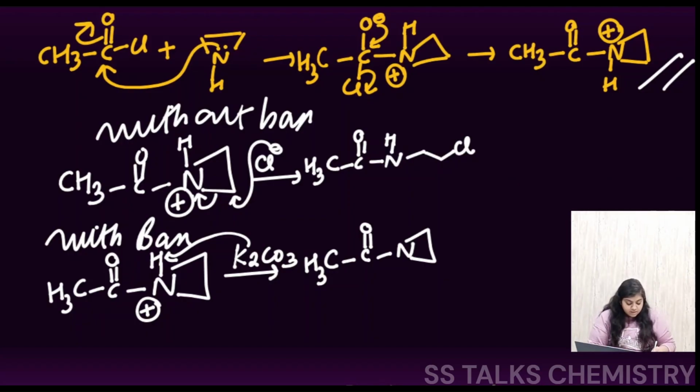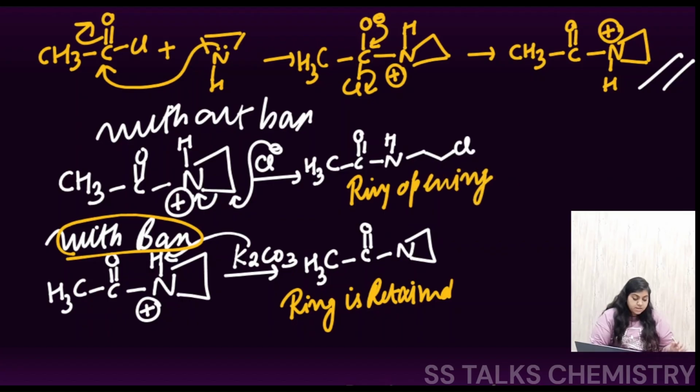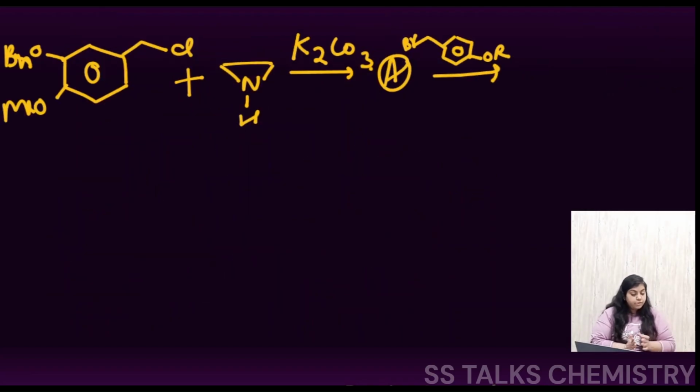So we are seeing the different products obtained in the absence of the base and in the presence of the base. With base, the ring is retained, and if there is no base, then the ring is not retained; ring opening is observed. So these will be the conditions. Now based upon this concept, let us have a look at one of the questions.